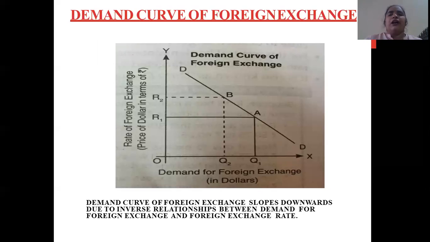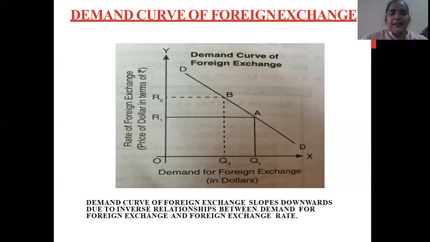So demand for any product can be represented by a graph. You know the law of demand. The law of demand says that at a particular price, there is a particular quantity of product demanded. Price and quantity demanded are inversely proportional. Means when the price is high, demand is less. When the price is less, demand is more. That's why the demand curve is a downward sloping curve from left to right.